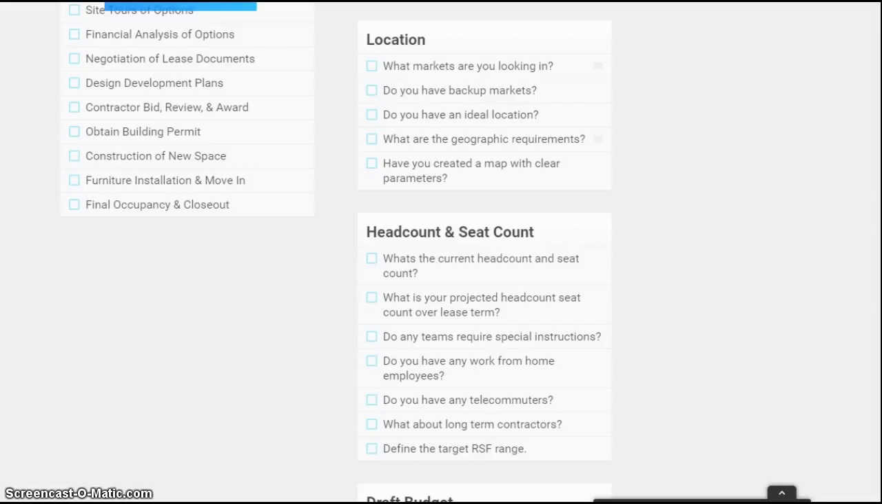Next, you're going to want to define your geographical parameters by zip code, or creating a clear map will be very helpful when you go on to do your long list. If you're working with an online search engine or a commercial broker, they'll be able to enter that information in and give you a quick checklist of what's in the market today or what might be available down the road, so you can start eliminating options and getting an idea of what your next lease would look like.